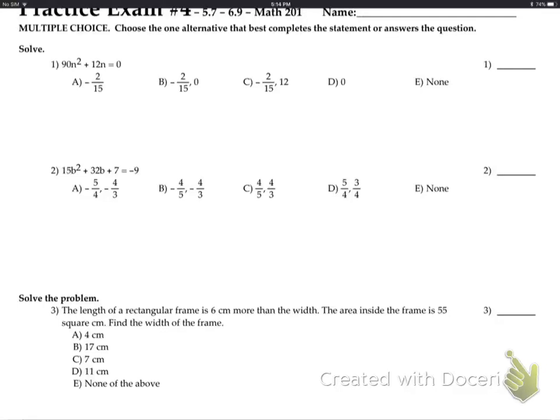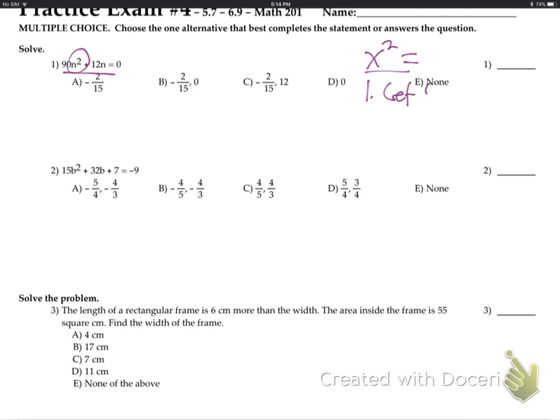Okay, this is practice exam number 4, and I'm going to solve some problems, starting with number 1 here. It has n squared, notice. So we have a certain strategy. When we have x squared or n squared with an equal sign, we have a game plan we always follow.